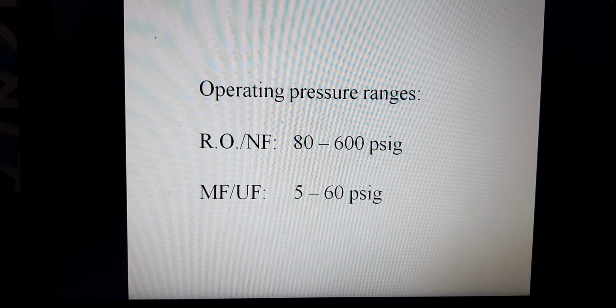The operating pressure ranges from 80 to 600 psig for RO and NF, and 5 to 60 psig for MF and UF.